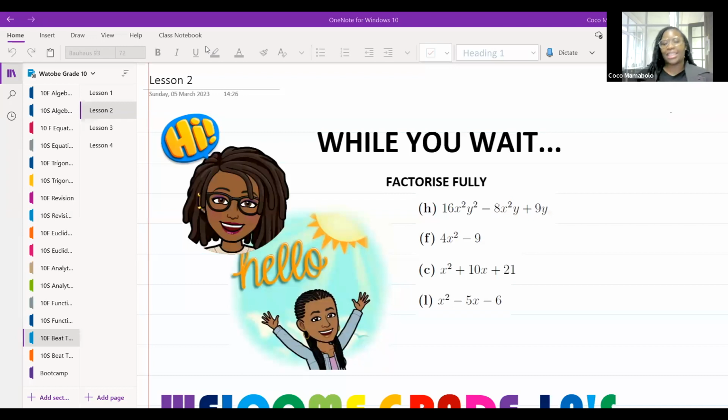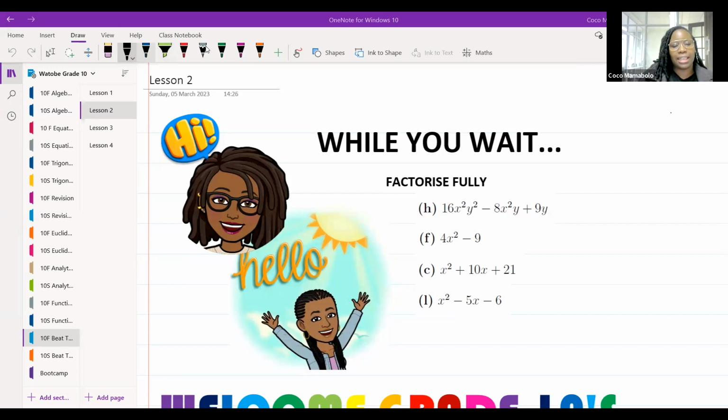Let's get into today's lesson. Okay, let's recap a little bit what we talked about in the lesson on Monday. We spoke about 5 different ways to factorize. Does anybody remember some of the ways that we talked about? 5 or 6 different ways to factorize. Do we remember? I'll make it 6.